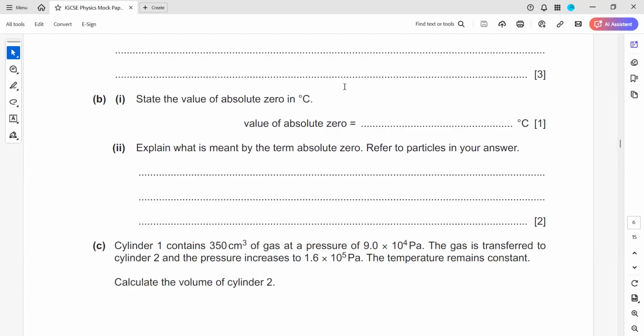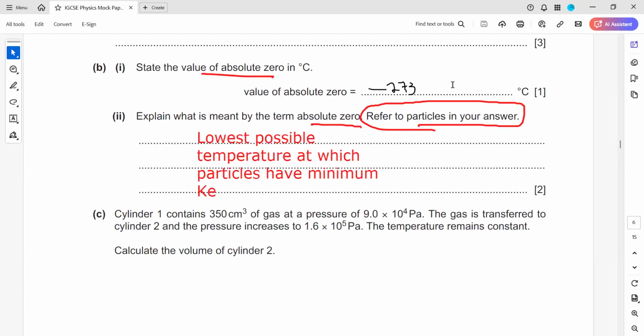Lowest possible temperature at which the particles have minimum kinetic energy. The least kinetic energy, minimum kinetic energy, even zero kinetic energy is fine.